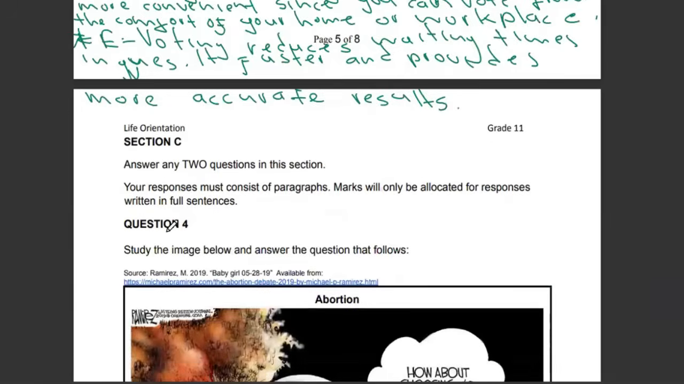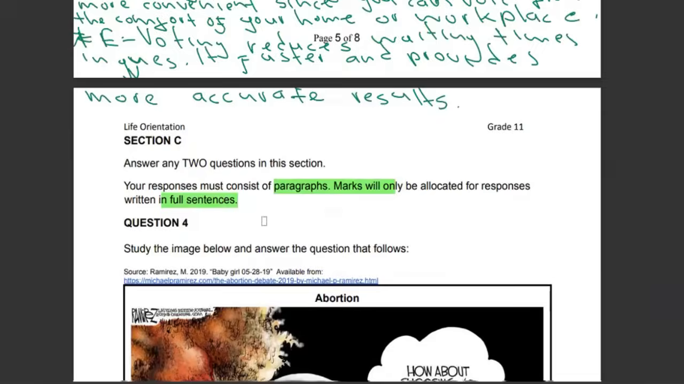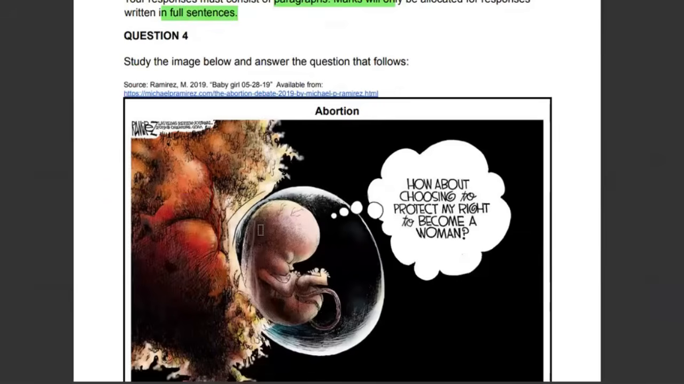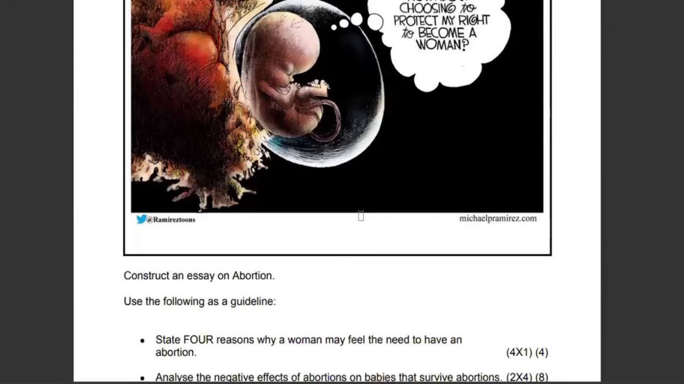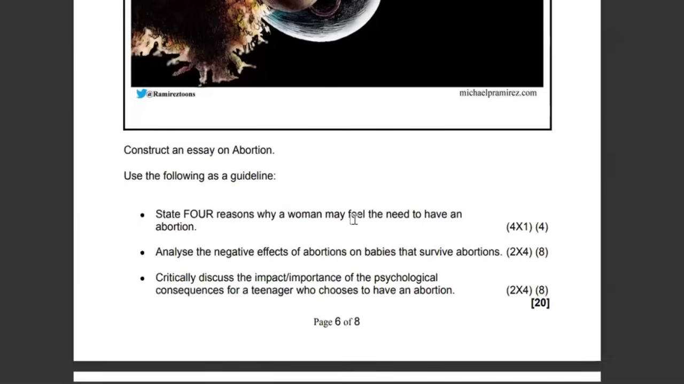Now, Section C: answer any two questions in this section. Your responses must consist of paragraphs. Marks will be allocated for responses written in full sentences. So this is very, very important. When you respond, you must write full sentences and also construct paragraphs. Study the image below and answer the questions that follow. "How about choosing to protect my right to become a woman?" So this is the cartoon which is there. Then the question reads, construct an essay on abortion.